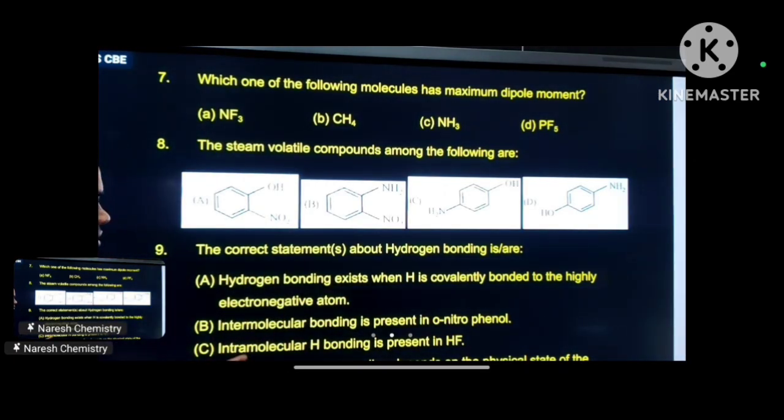Actually, options are missing here. More than one correct actually. Below that you have to get A comma B comma C, like A and B like that. So first one is correct.